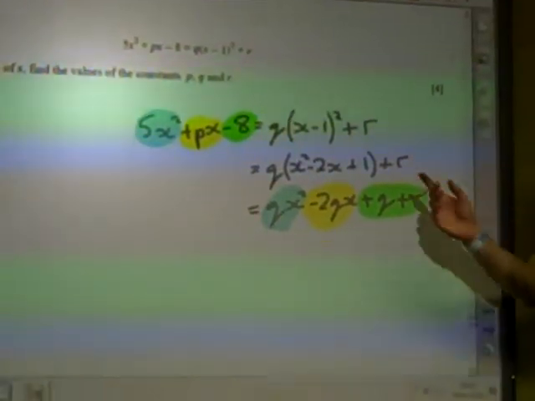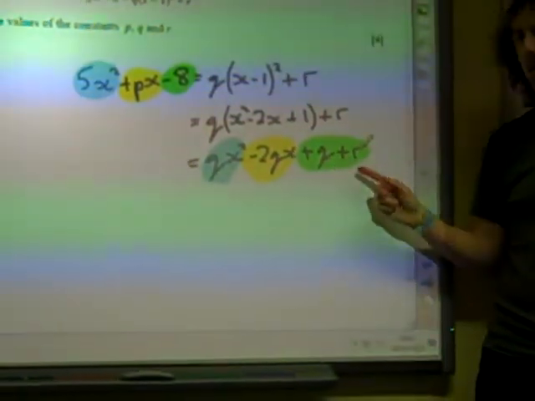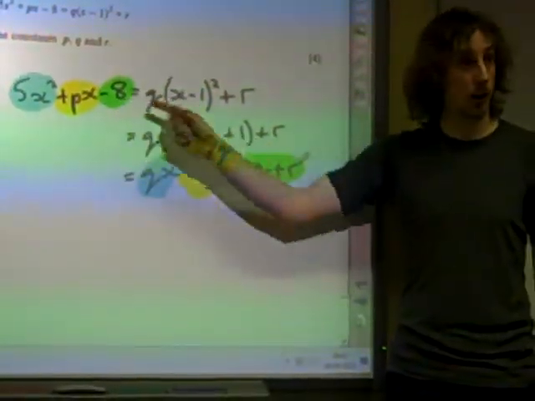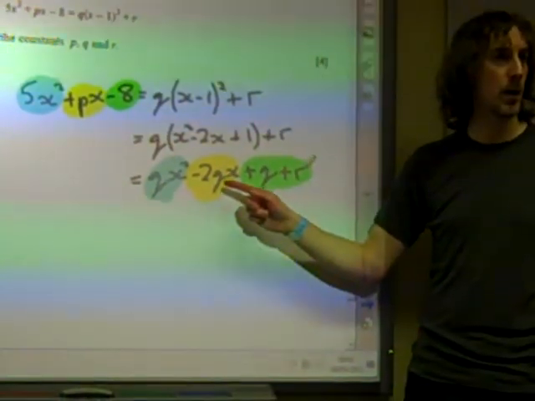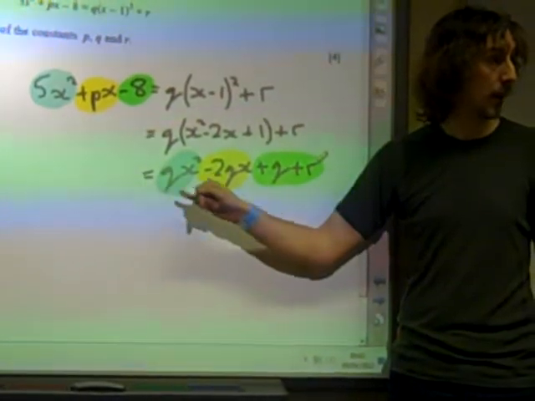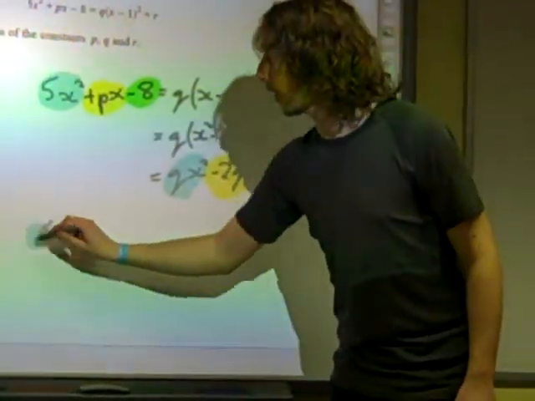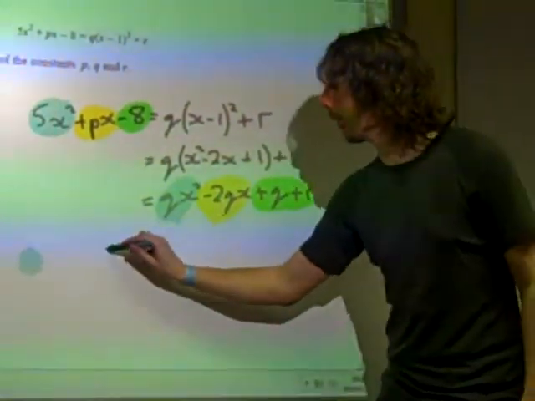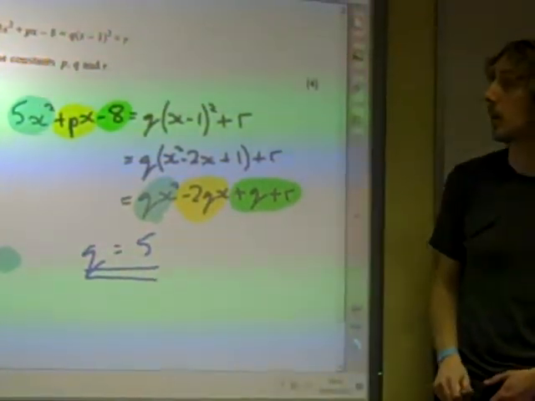Because if you look at the green bit, we've got 2 unknowns there. We've got minus 8 is q plus r, so that's not a good place to start. If you look at the yellow bit, we've got 2 unknowns. We've got p and minus 2q. If you look at the blue bit though, we've only got 1 unknown, so that's the place to begin with this. If we look at the blue section, we could say that q is equal to 5, and we get the value of q straight away.